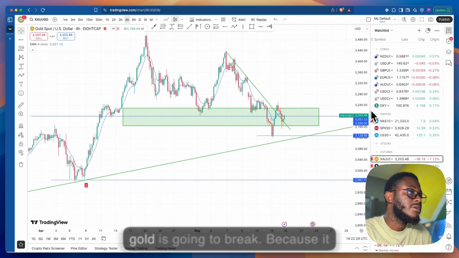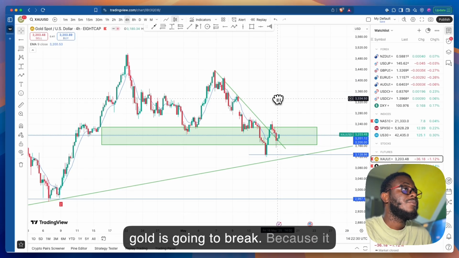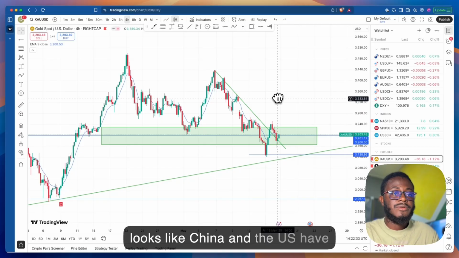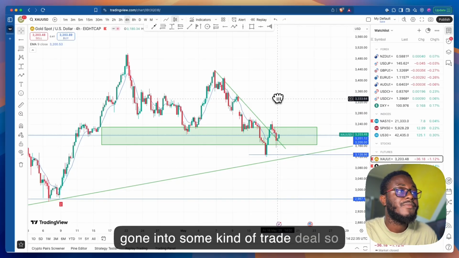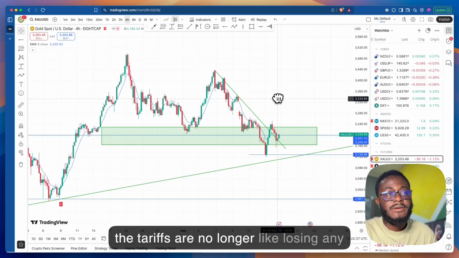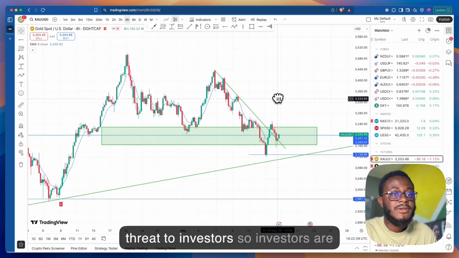And looking at this week, I don't know how gold is going to react because it looks like China and the US have gone into some kind of trade deal. So the tariffs are no longer posing any threat to investors.